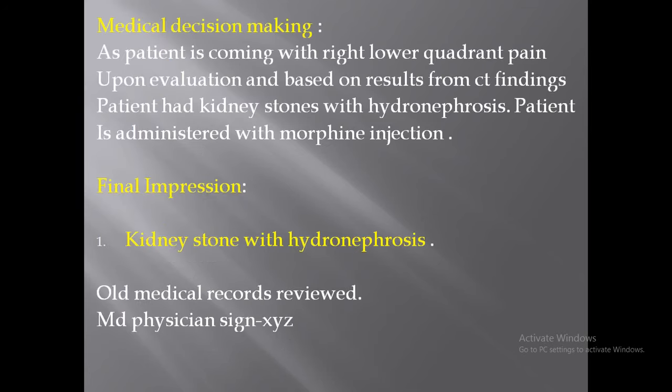Next, coming to the medical decision making, based on the patient condition, that is right lower quadrant pain, the physician has evaluated, and based upon the results he found that there are some kidney stones with hydronephrosis, and according to the condition he has administered some pain control, that is a morphine injection. So this is the main part, the weightage of the report. Based on the condition he gave an injection, and he ordered the radiology, laboratory, etc. Finally he has given the final impression as kidney stones with hydronephrosis. According to what the patient came with, he did the workup and gave the final impression, and any old records, he reviewed.